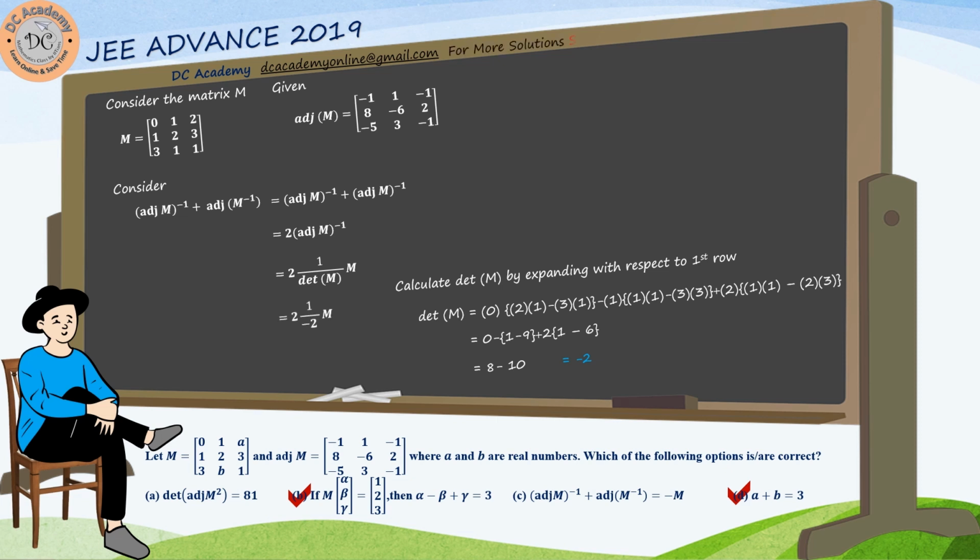Therefore, if I substitute determinant of M as minus 2, we get minus M, and hence we can say that option C is also correct. So for this particular problem, three options are correct, that is B, C and D, and A is the only false option. That's it. Hope you understood the problem. Thank you.